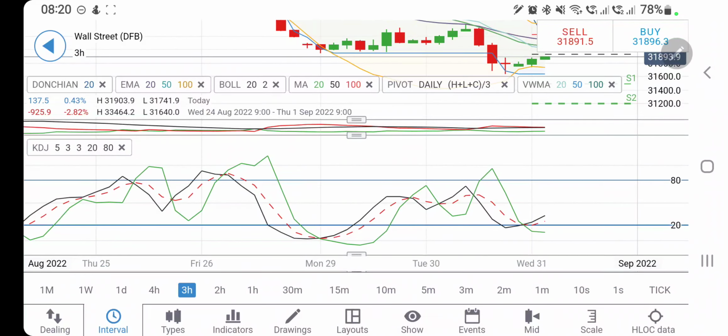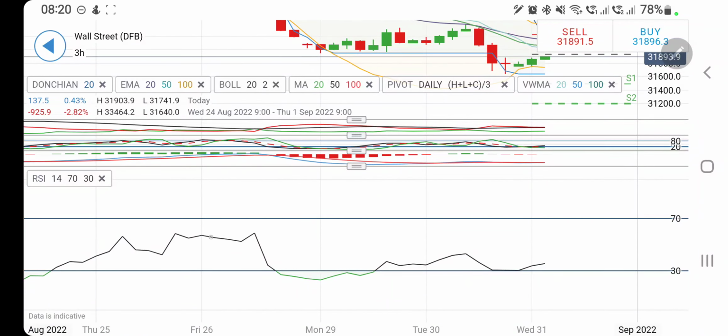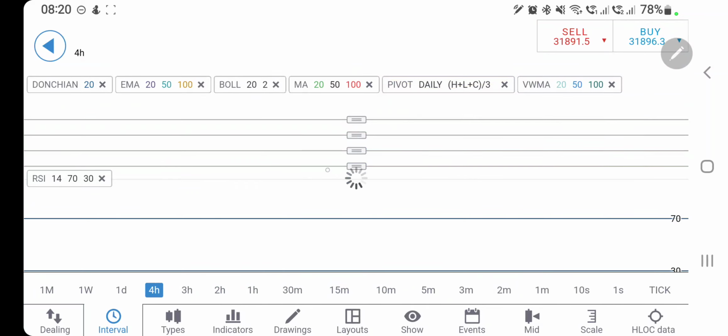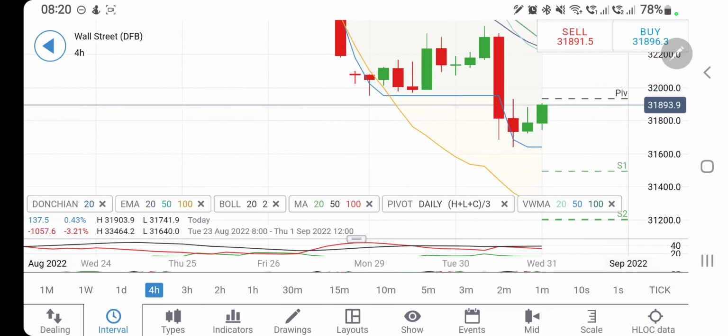Directional movement is bearish, stochastic is looking upwards. MACD is willing to cross over for a bullish move. Right now it is on the sell side. RSI is sloping upwards. Now look at the 4-hour charts. On the 4-hour chart, these two candles show lower highs and higher lows, so it is trying to create a channel on its own. If you consider the channel's high, the 32,050 levels, 32,000 levels is the good resistance.